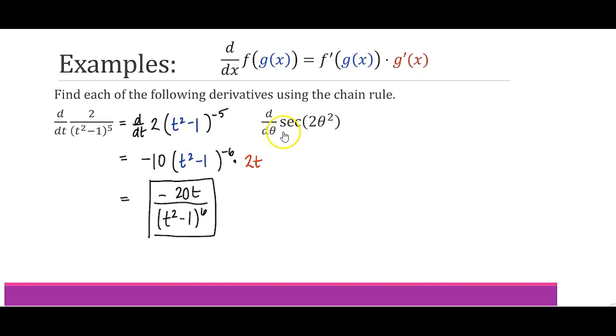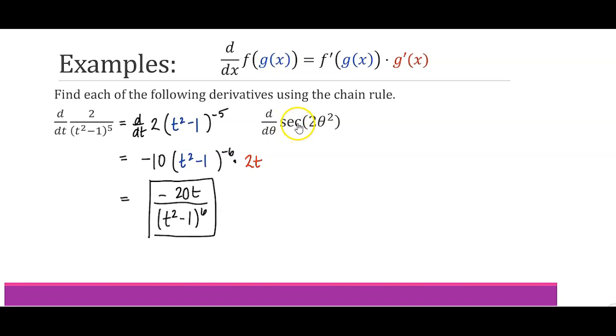In this next example, we're taking the derivative with respect to theta of secant of 2 theta squared. Now here, when it comes to trigonometric functions, sometimes students make the mistake of thinking that this is the product rule, when in fact it is the chain rule that needs to be applied. This is secant of 2 theta squared, not secant times 2 theta squared. So we really have to be careful about our understanding of compositions versus products.